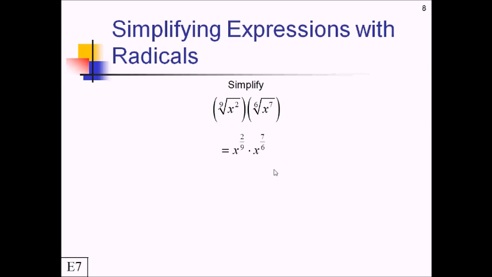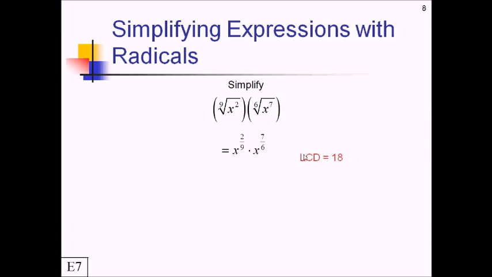Before we add these, though, this is a little bit trickier. We need an LCD, and we don't have the same denominator. So our least common denominator, we're going to have to figure that out. What's the smallest number that 9 and 6 go into? Oh, 18. And if you forget how to do that, you can just take the bigger one and take multiples of 9 until you find something 6 goes into.